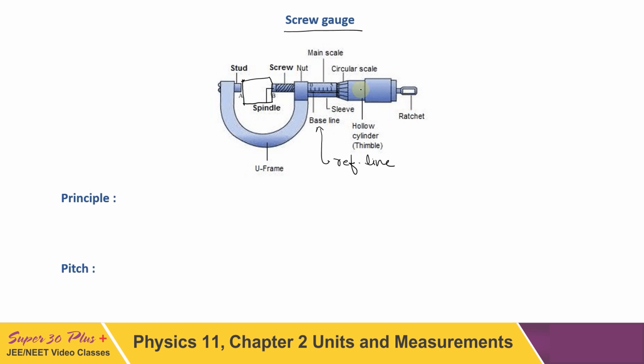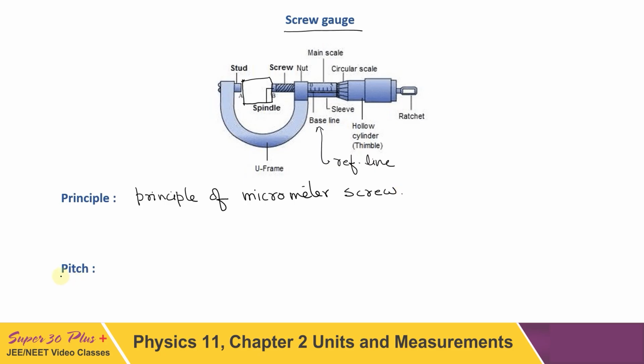Now let us come to the principle of screw gauge. What is the principle of screw gauge? Screw gauge works on the principle of a micrometer screw. What does this principle say? The principle says that along with rotation, the screw moves in axial direction also. This is how the working of a screw is defined.